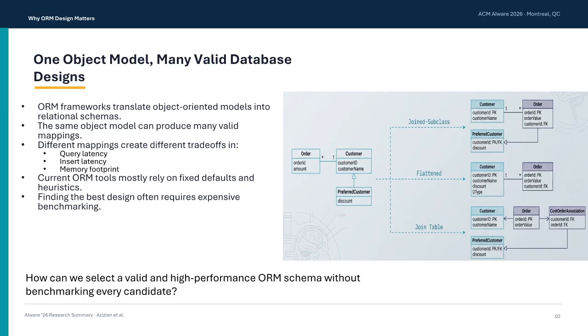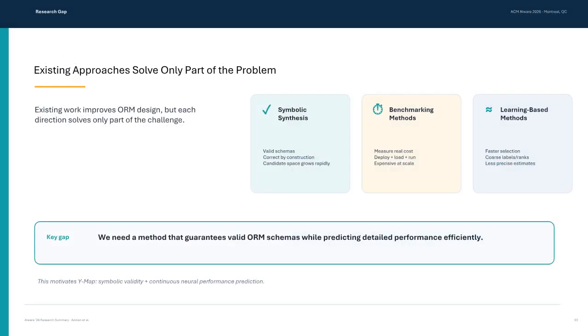So the question is, how can we select a valid and high-performance ORM schema without benchmarking every candidate? I will use this example as the running motivation for YMAP. Existing approaches solve only part of the ORM design problem. First, symbolic synthesis can generate valid database schemas and guarantee that they follow the required mapping rules. However, as the object model becomes larger, the number of possible schema designs grows very quickly.